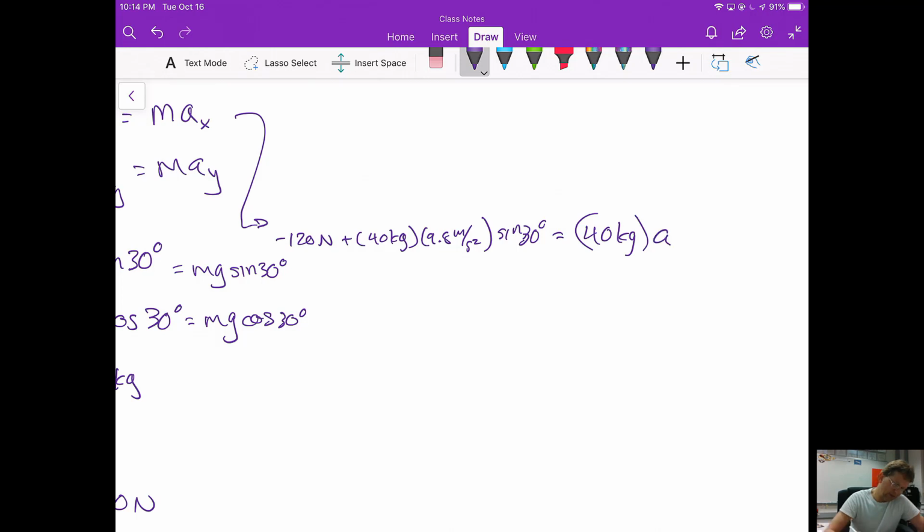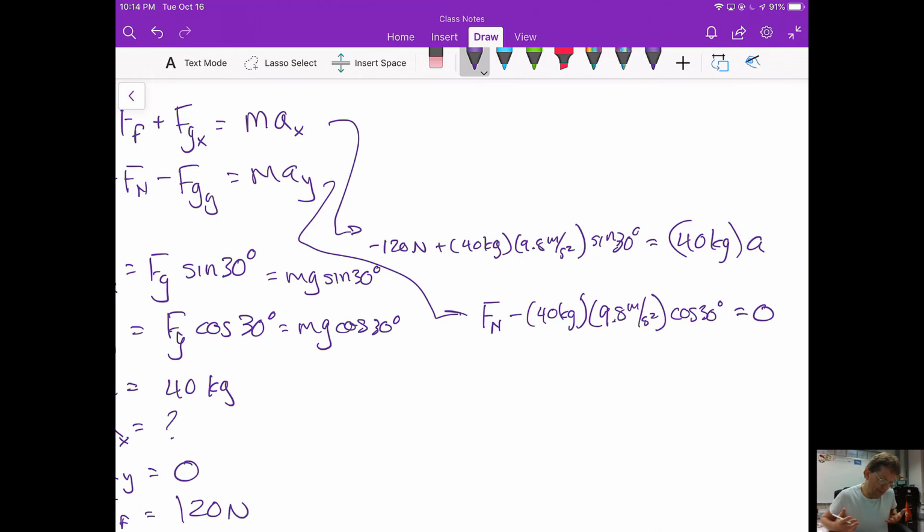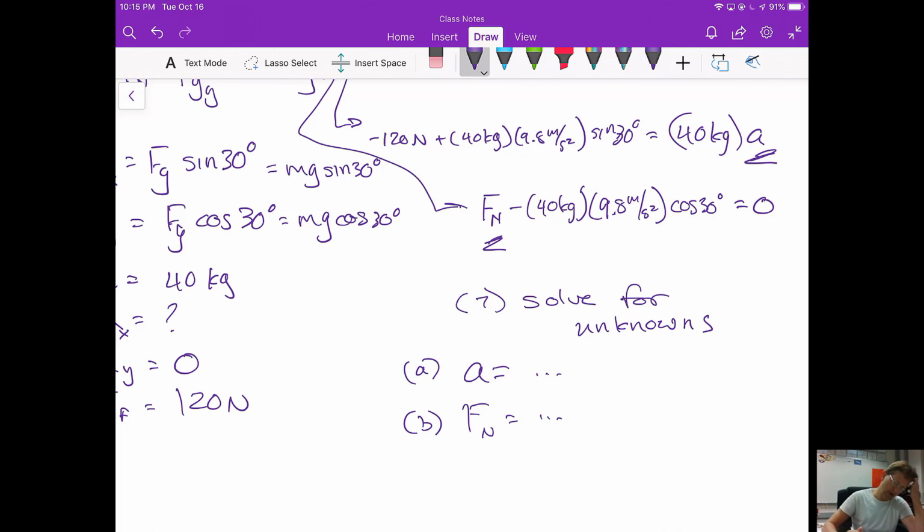So now we're just plugging in numbers. Now it's just calculator, plugging in numbers. And then the second one, same thing. For the second one, Fn is unknown, plug in FGY, and a sub y is 0, so we get that. And so the first one we can solve for a, the second one we can solve for Fn, just plug it into your calculator. There's no need for me to give you a number. A is 5, Fn is 7, I don't know, whatever your calculator gives you when you plug those numbers in. Okay, so that's the last step in the problem solving process. Just solve for whatever's unknown.